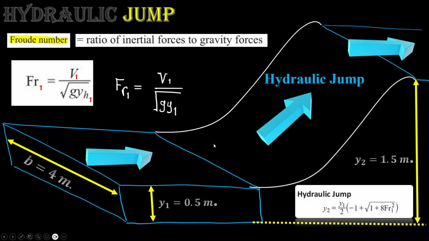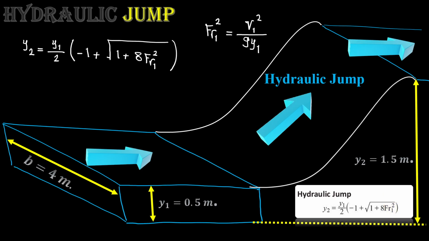Because in the mentioned formula you can see the Froude number appears inside a square root, we have to square the Froude number for the first cross-sectional area. So that gives us Fr1 squared is V1 squared over g times y1, which comes out of the square root.